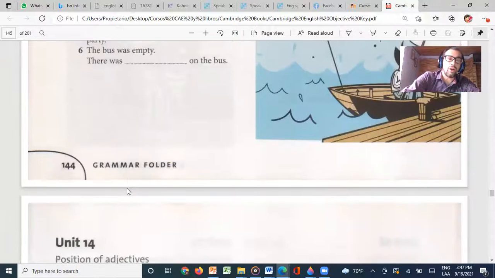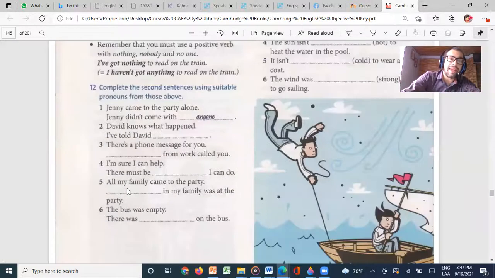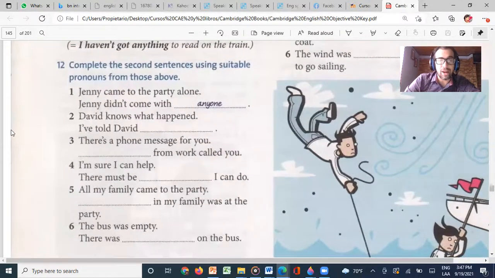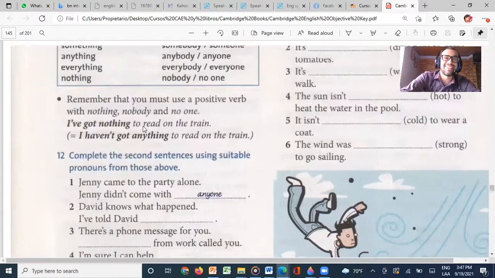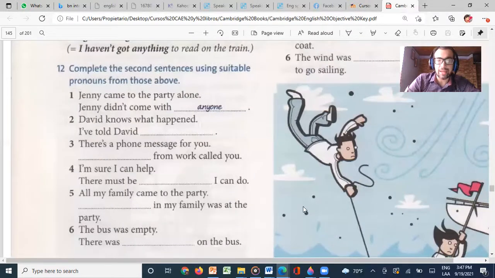You can go to page 144 in your booklets, and please do this practice from 1 to 6. And we have an example where it says, Jenny came to the party alone. Jenny didn't come with anyone, right? Or for example, number 2, David knows what happens. I've told David what? Maybe everything, right? So we have different parts here. Try this practice. If you want, you can pause the video for a moment, and we will go in a moment to start lesson 12.